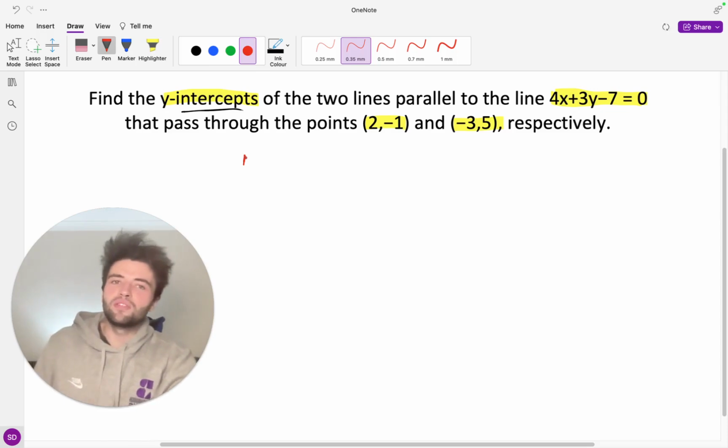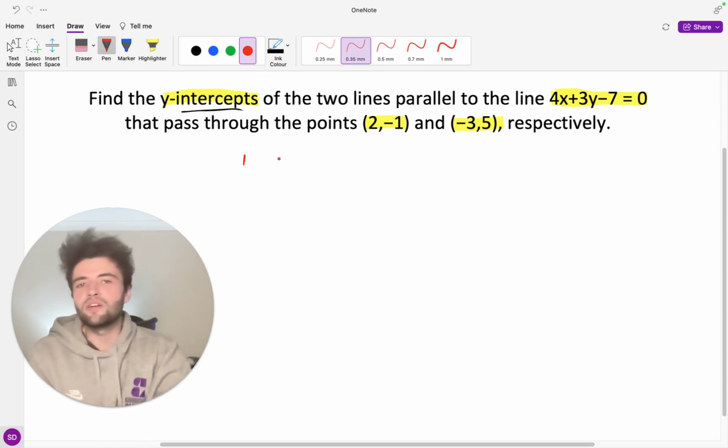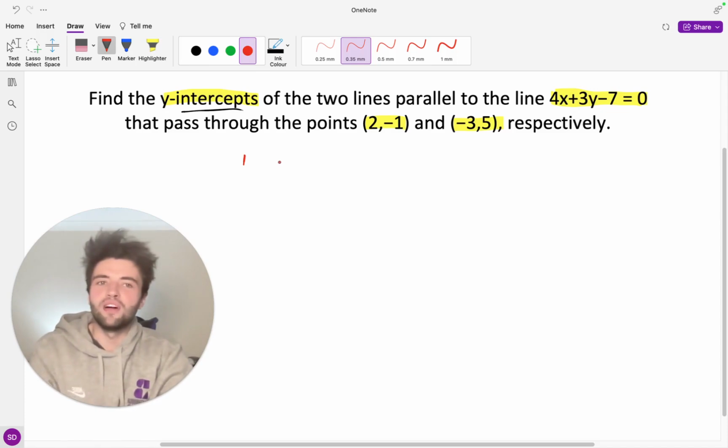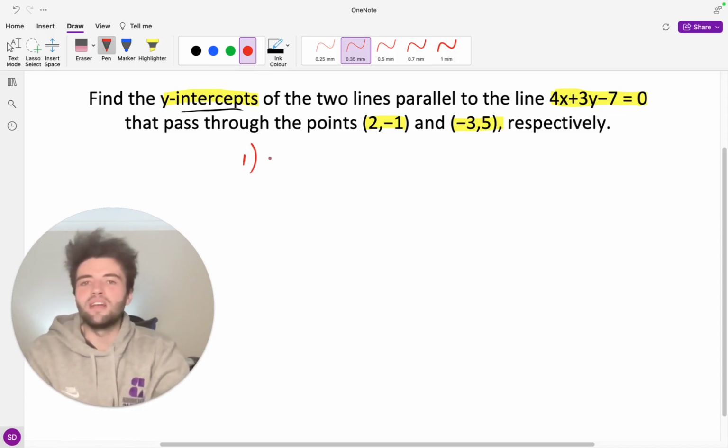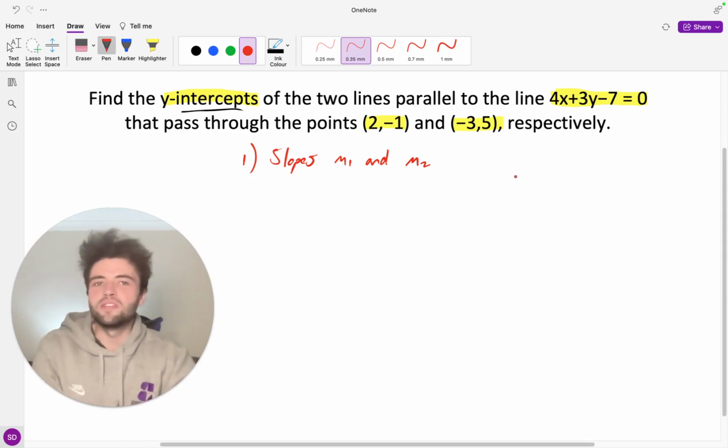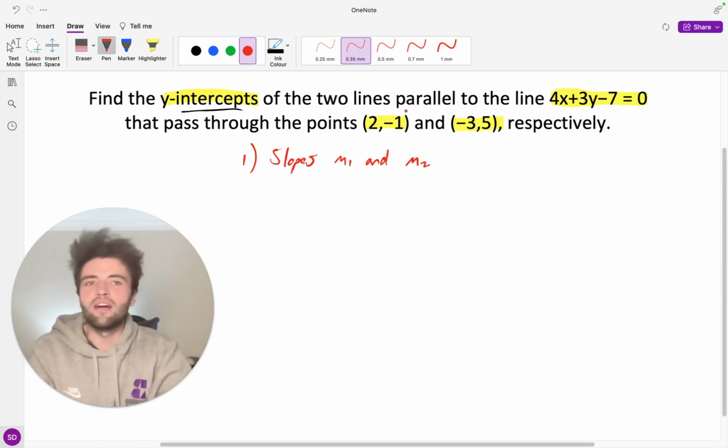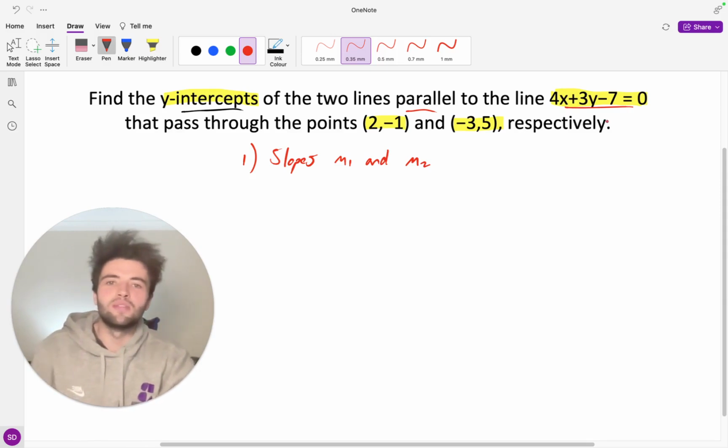And so because we're looking for two lines, we first of all need to identify what information we need to actually find these lines. And the first key piece of information is going to be the slopes. So we need the slopes of these two lines. And so that's going to be very important, but we actually have the slopes already because we know they're parallel to the line we're given in the question. So we're going to be dealing with that in a second.